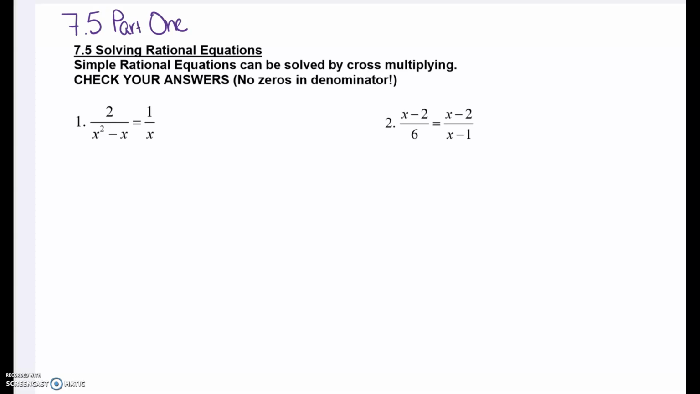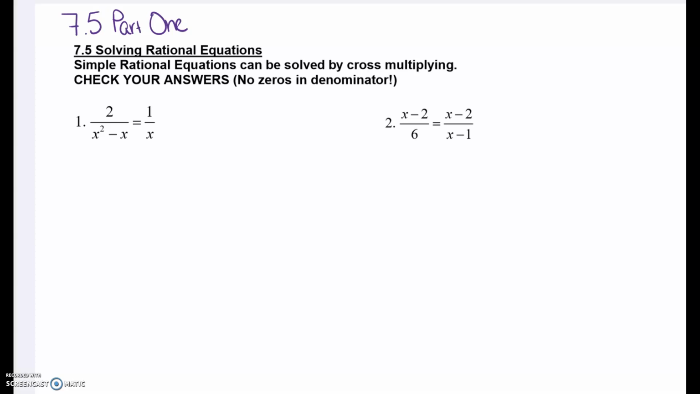7.5 part 1 is solving rational equations. So this time we have an equal sign and we are going to get answers like x equals something else. Before we were simplifying, multiplying, dividing, adding, subtracting, and we were getting a simplified answer. Now we are going to solve and get x equals something.